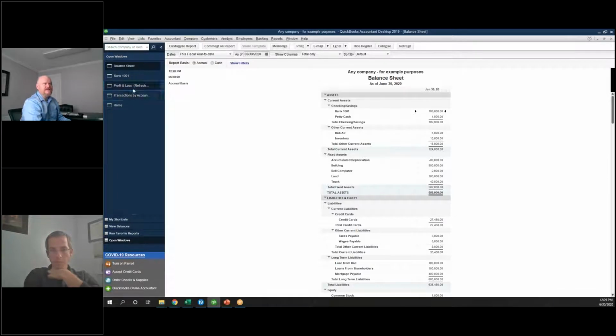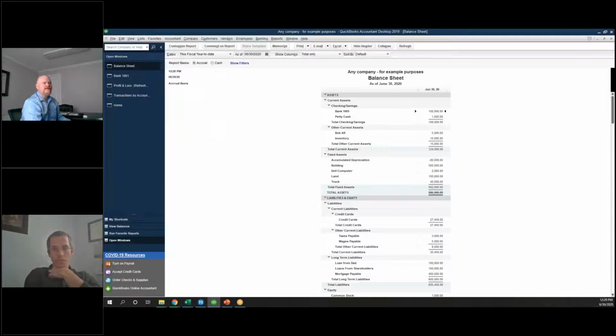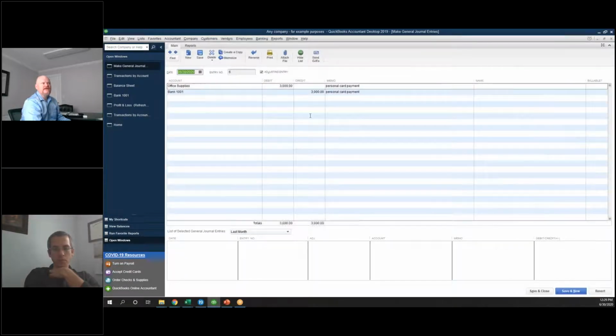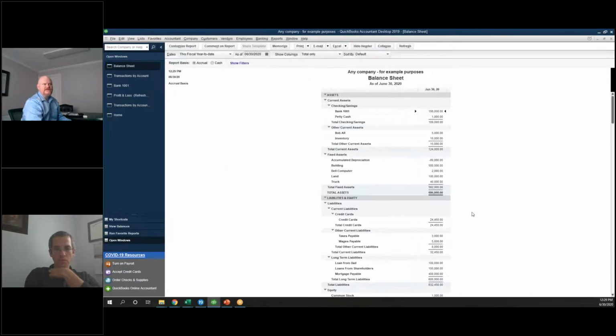Then when I went back to my journal entry, I'm going to find it this way. Where's my credit card? There it is, right there. When I made my $3,000 payment to my credit card, instead of having it go to office supplies, I would have it go to my credit card. So then the payment goes to reduce the balance of my credit card, and the amount comes out of my bank. And that is the appropriate way to record that transaction.